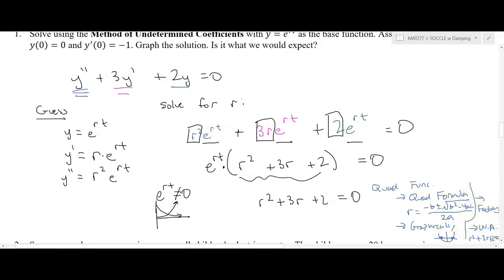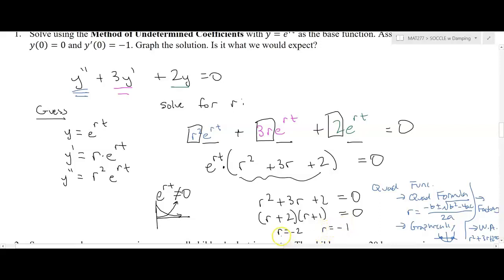Now, if you're not sharp on your factoring skills, you may not want to try that, but this one does actually factor nicely. r squared plus 3r plus 2 factors into (r plus 2) times (r plus 1) equals 0. And the trick behind factoring here is these two constants have to multiply to give me 2 and have to add to give me 3. And so that works out. So I get r equals negative 2 and r equals negative 1.